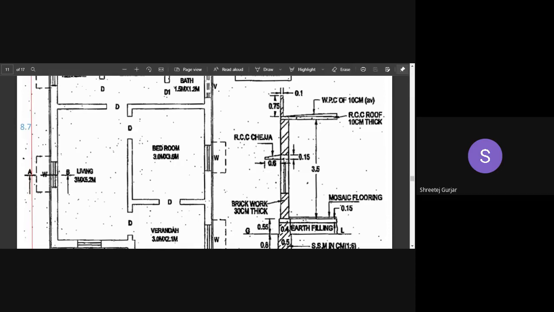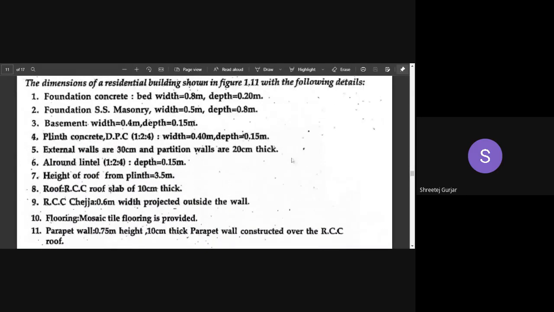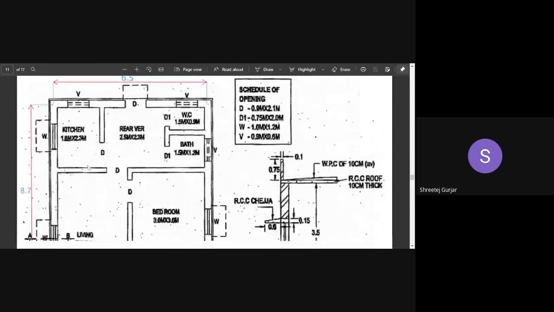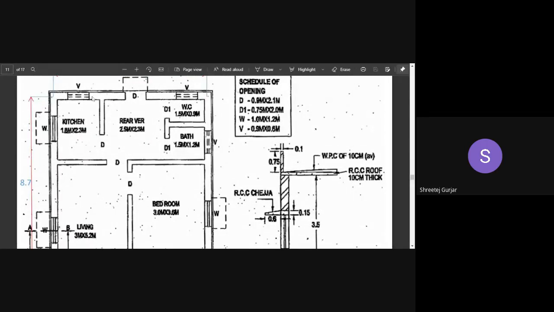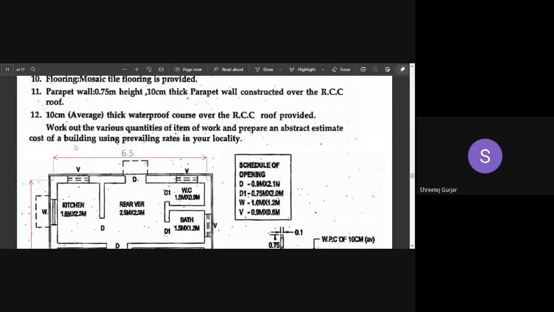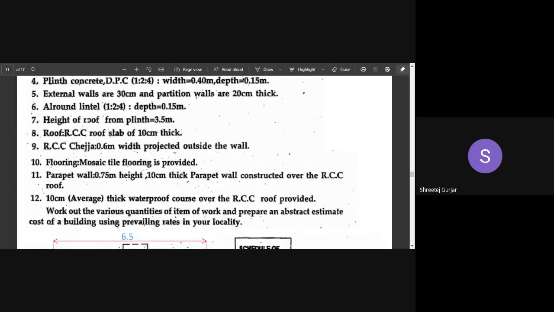And let us just look into the lintel. You can see lintel is provided all around, meaning the lintels are not only provided above your doors and windows, but it is running overall your 30 centimeter external wall. It is running throughout, not only above your windows, doors and ventilators, but continuously over your 30 centimeter wall. So that is what is meant by an all around lintel.